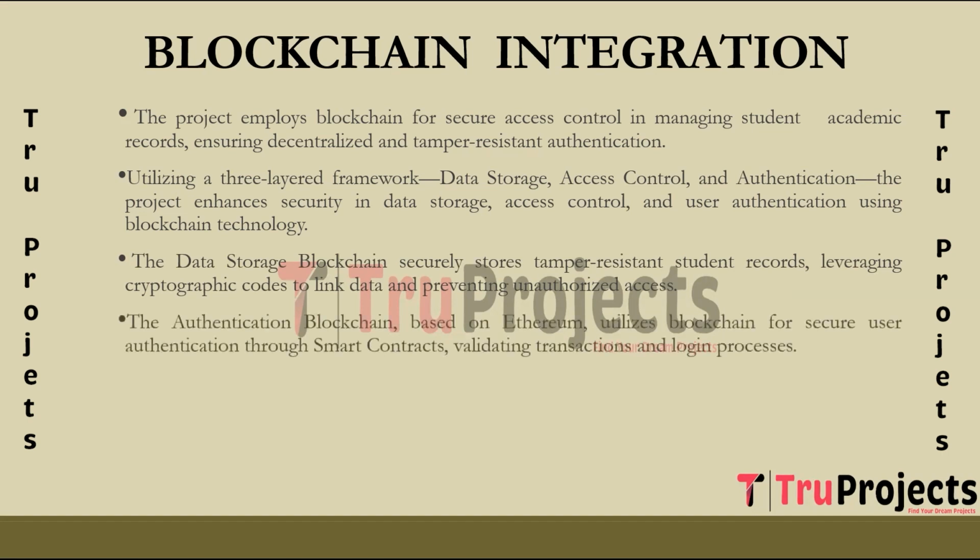The final layer based on Ethereum blockchain is the authentication blockchain. Here, blockchain technology is utilized for the user authentication process through smart contracts. It ensures the secure validation of transactions and login processes for authorities, institutions, and students accessing the data storage.